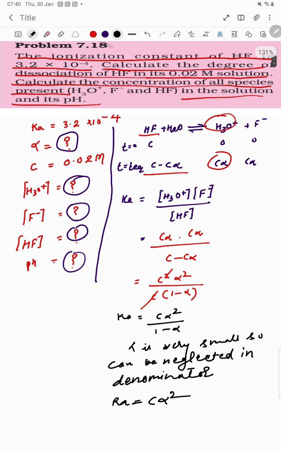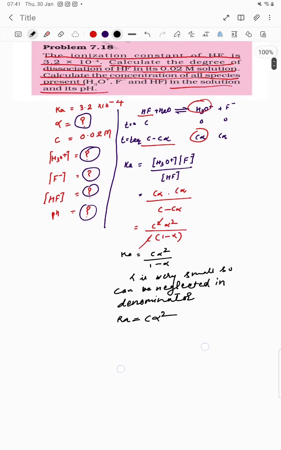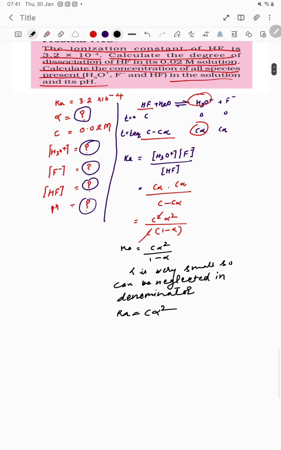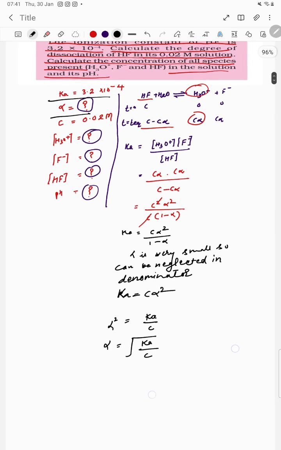Now what do we need to find? Ka, we can put the value, because Ka is already given. So alpha, let us first find the alpha. How can you find the alpha from the above equation? Alpha square is equal to Ka by C. So alpha is equal to the root of Ka by C. Ka value they have given.